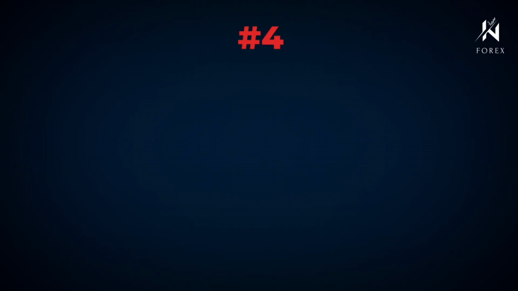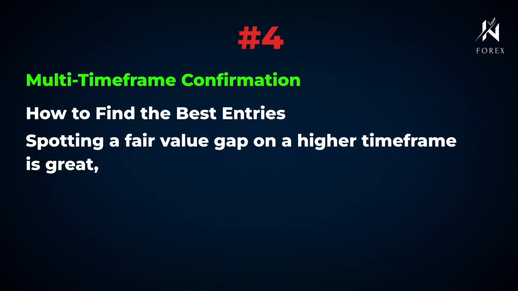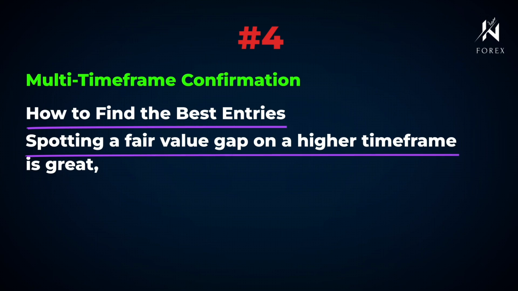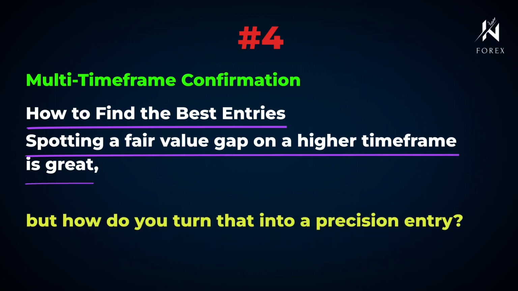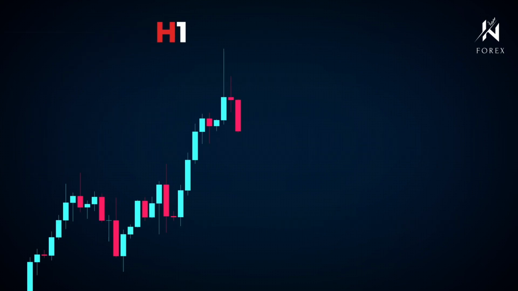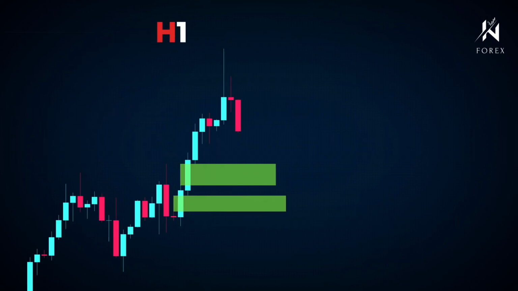Hack number 4. Multi-timeframe confirmation. How to find the best entries. Spotting a fair value gap on a higher time frame is great, but how do you turn that into a precision entry? Here's the step-by-step process. Start with a 1-hour time frame and identify a fair value gap in an uptrend. Wait for the market to return to this gap, but don't buy just yet.